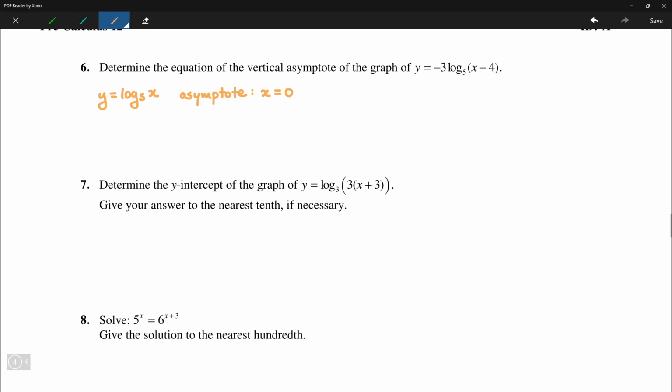The graph that's given in the question, as we can see, moves the function 4 spaces to the right. That's what the x minus 4 would do. So then the asymptote will also be moved 4 spaces to the right. So the new asymptote will be simply x equals 4.